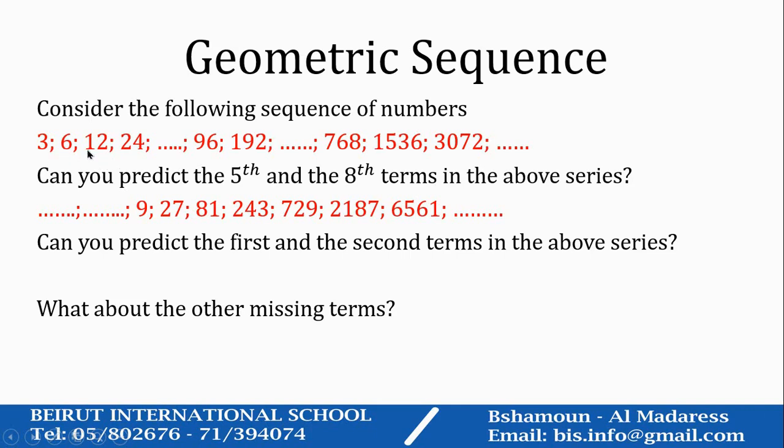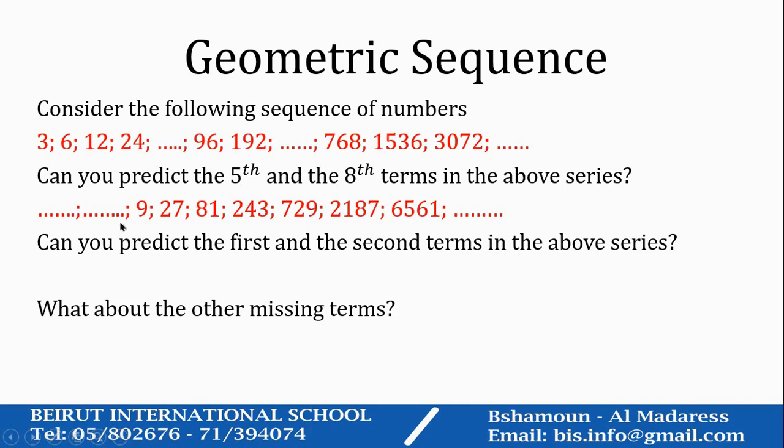3, then 6, then 12. To get 6 from 3 you multiply by 2. To get 12 you multiply by 2 and so on. So we can predict the 5th and the 8th term easily if you can find the common ratio. The ratio of two consecutive numbers, 6 over 3 is 2, 12 over 6 is 2, 24 over 12 is 2. The ratio is constant.